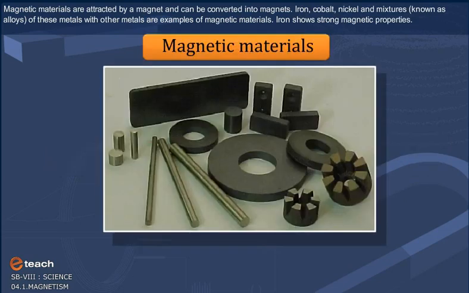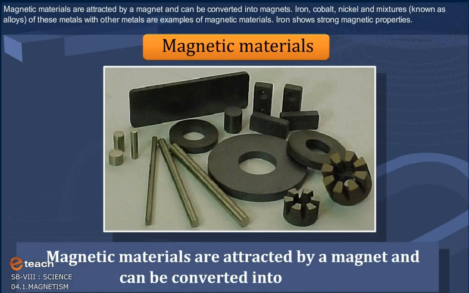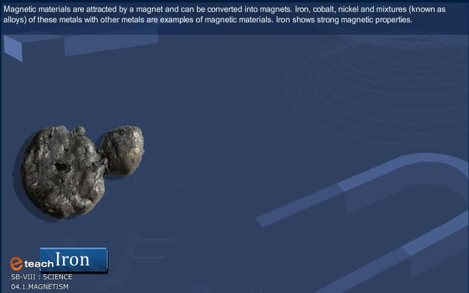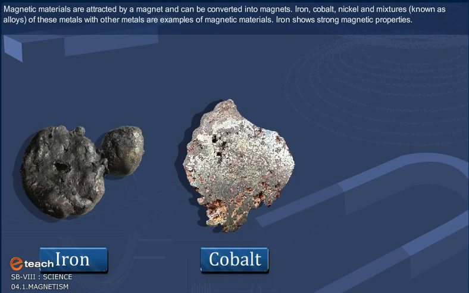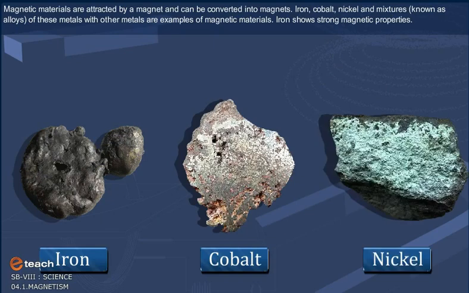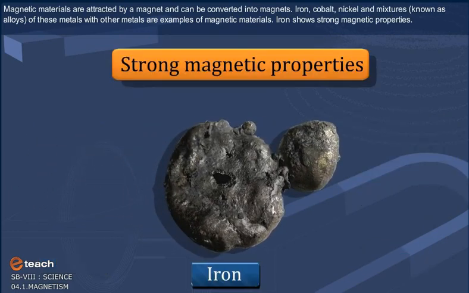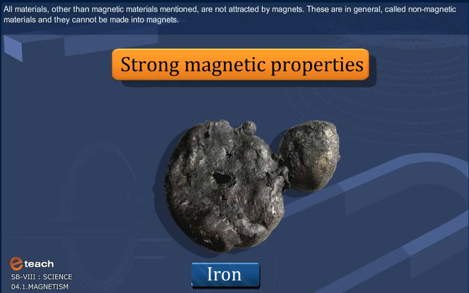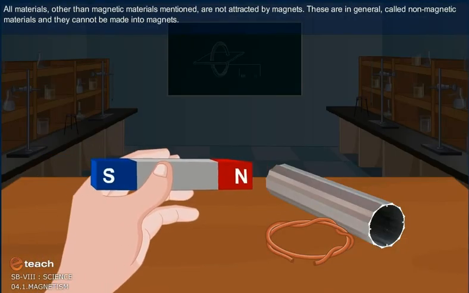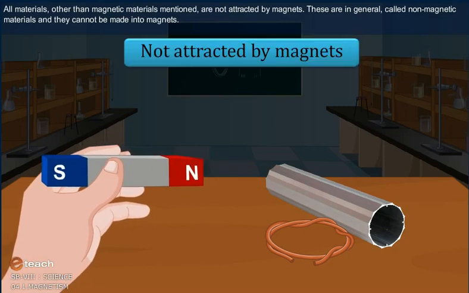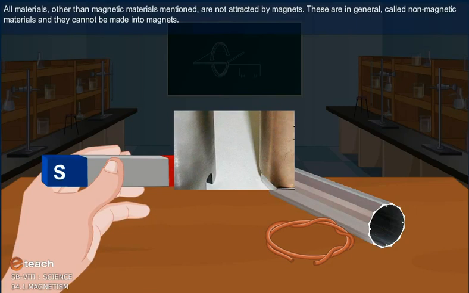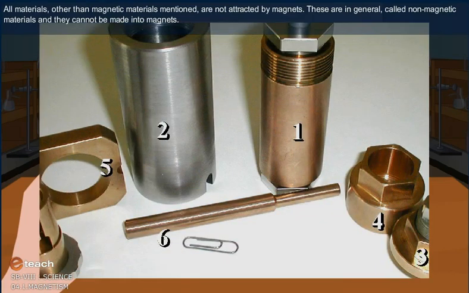Magnetic materials are attracted by a magnet and can be converted into magnets. Iron, cobalt, nickel, and mixtures known as alloys of these metals with other metals are examples of magnetic materials. Iron shows strong magnetic properties. All materials other than the magnetic materials mentioned are not attracted by magnets. These are in general called non-magnetic materials, and they cannot be made into magnets.